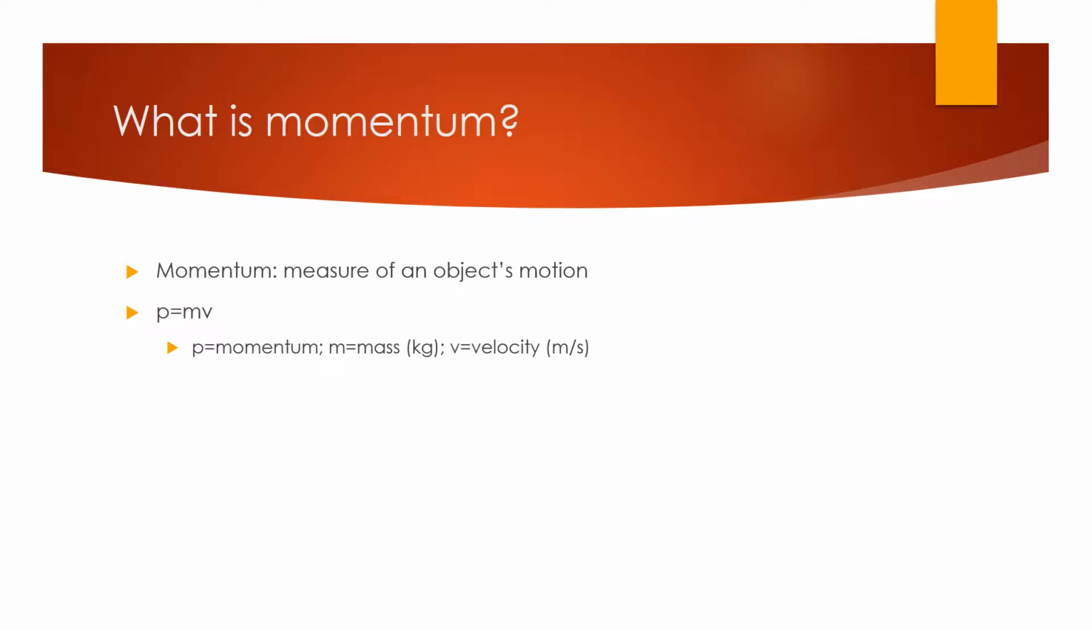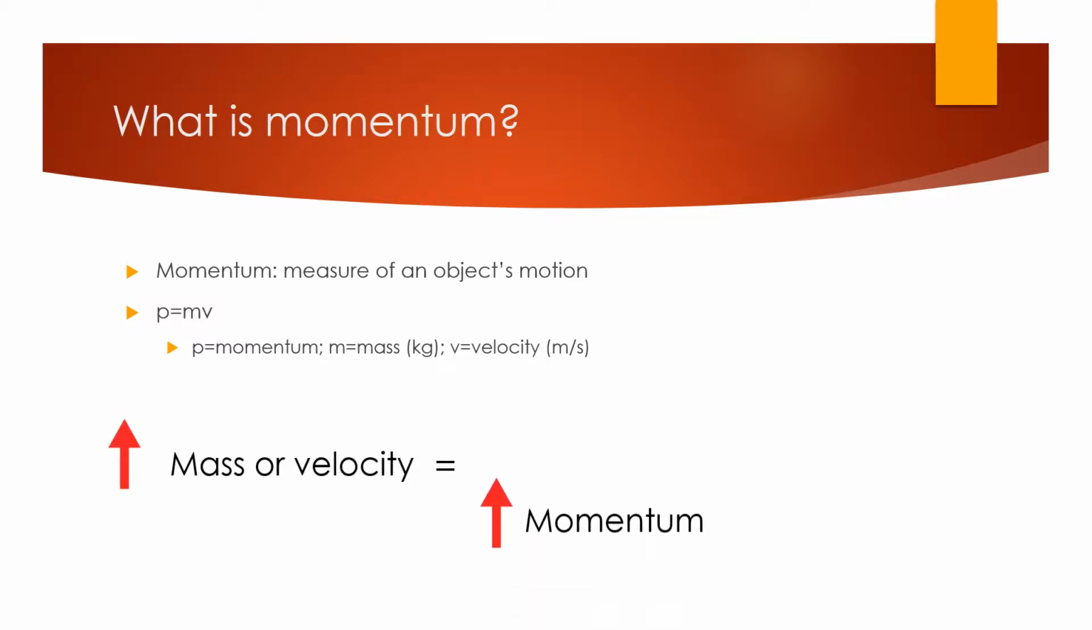Now, what does this equation tell us? The more mass an object has, the more momentum it has. The more velocity an object has, the more momentum it has. The unit for momentum is kilograms times meters per second.